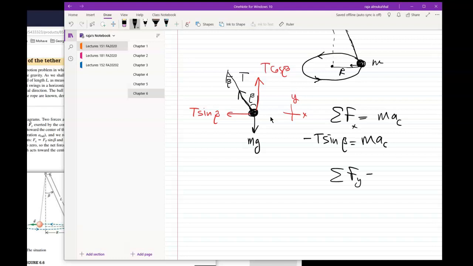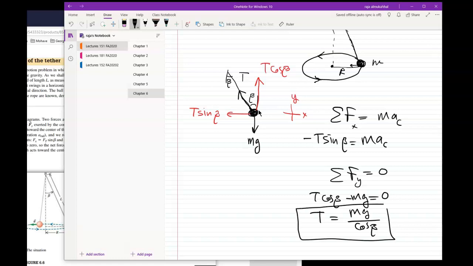Sum of the force in the y direction, what do I have? I get T cosine beta minus mg equals 0. You see that? 0. Why 0? Well, because there is nothing going on in the y direction. I just have two forces, right? So here's going to be T cosine beta minus mg equals 0. And of course, with this equation, I can solve for T, because I'm interested in finding that T. So I move the mg to the other side, and I divide by cosine beta. And there we go. I have an expression for the T.